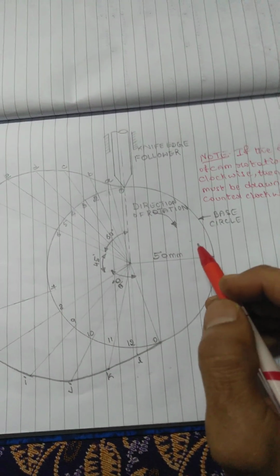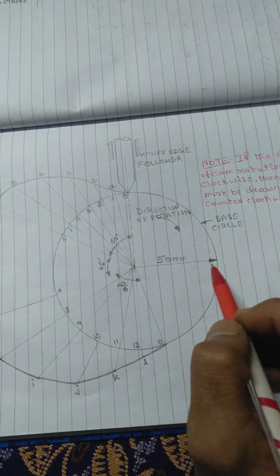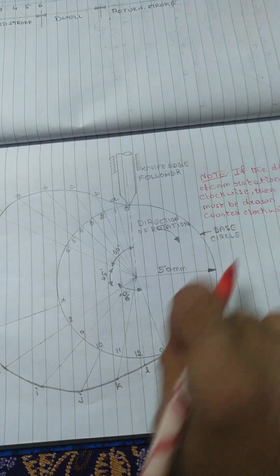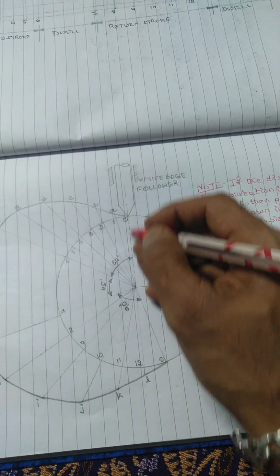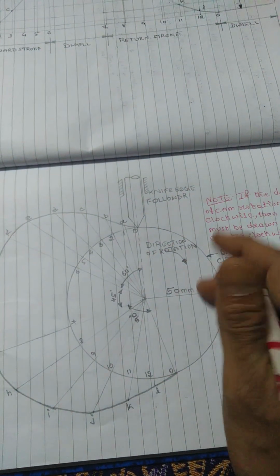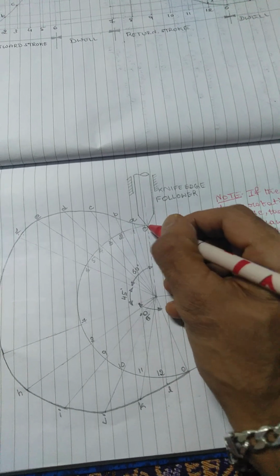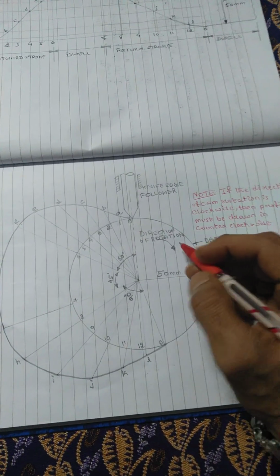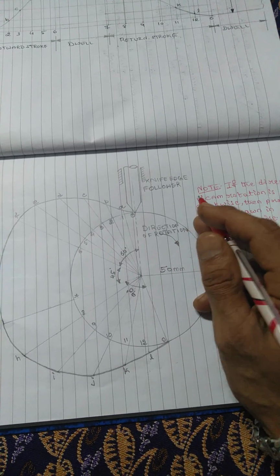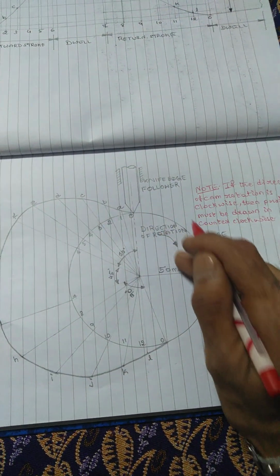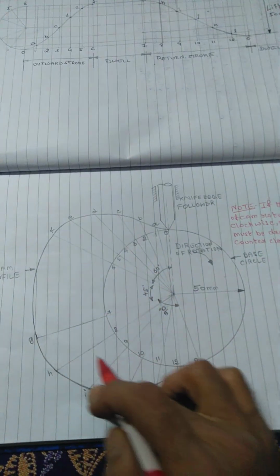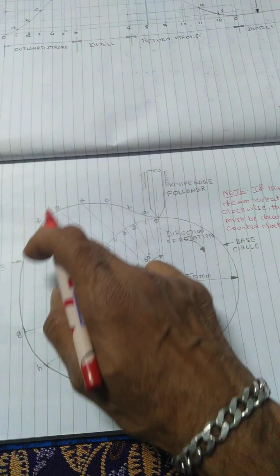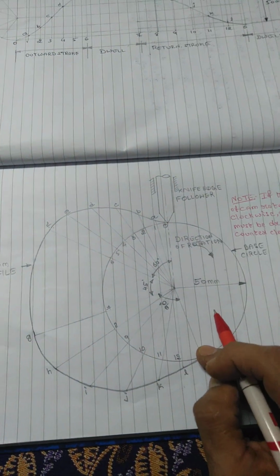After that, the base circle radius is given as 50 mm, so draw a 50 mm base circle, and after that an axis line, the 90 degree axis line, this one. The cam is rotating in clockwise direction, it is given in the question. So when the cam is rotating in the clockwise direction, you have to draw the profile in counterclockwise or anti-clockwise direction.